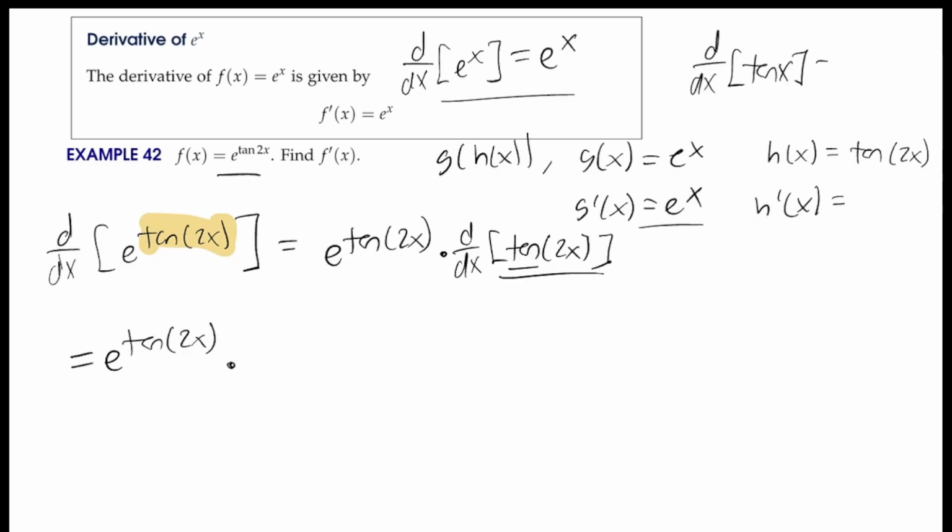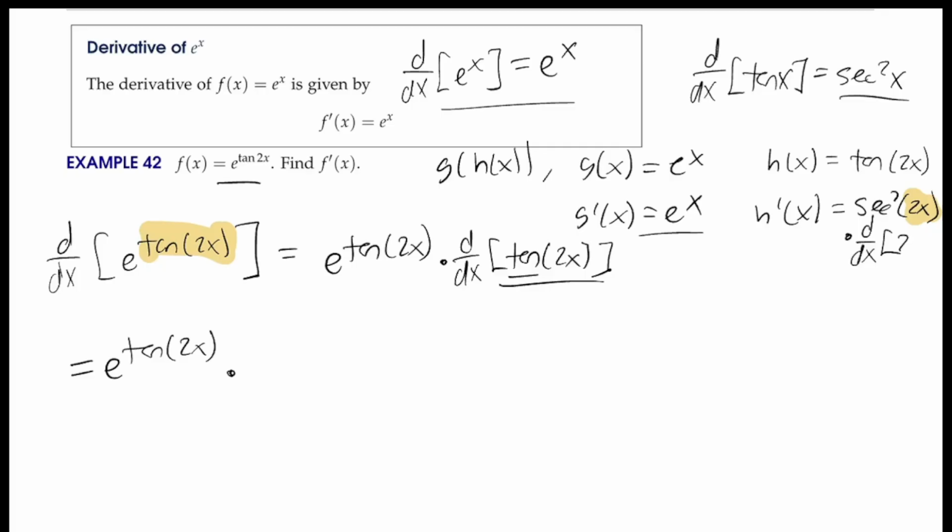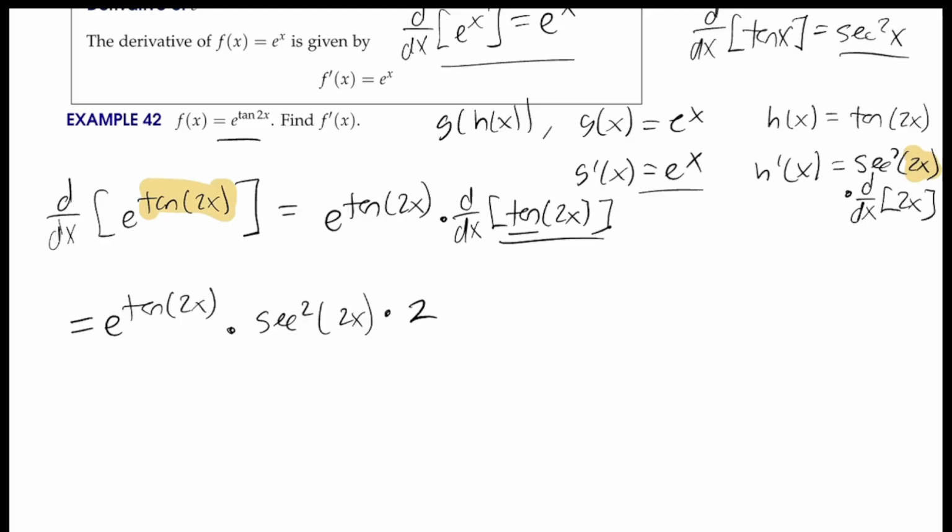The derivative of tan x is secant squared x, right? So when I do this derivative, I know I'm going to get secant squared of 2x, and then I am going to have to multiply by the derivative of the inside, right? What is the derivative of 2x? That's a 2. So I'm going to multiply by the derivative of 2x here. And so coming down here, I'm going to have secant squared of 2x times, what's the derivative of 2x? 2. Okay? And so we'll put all this together.